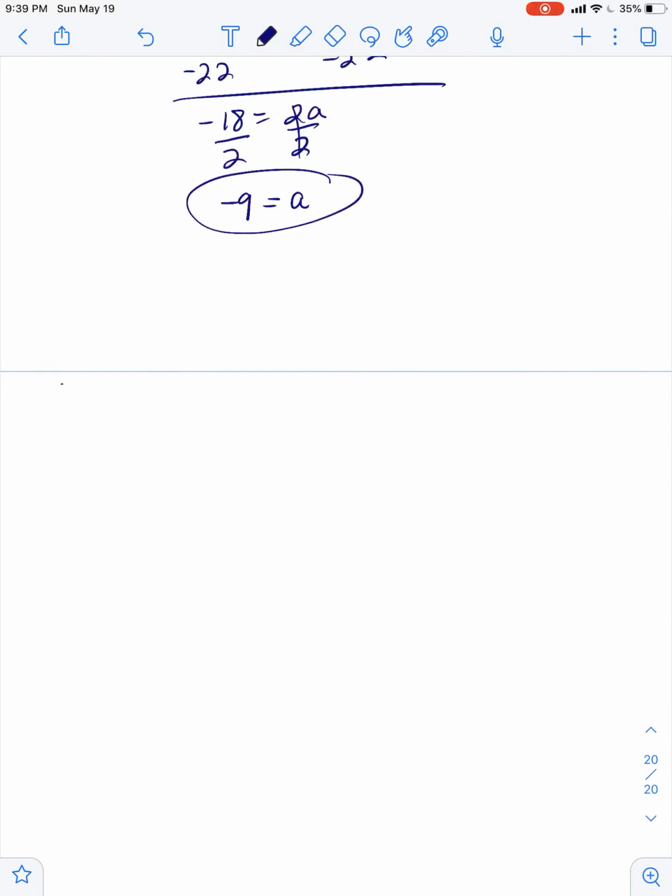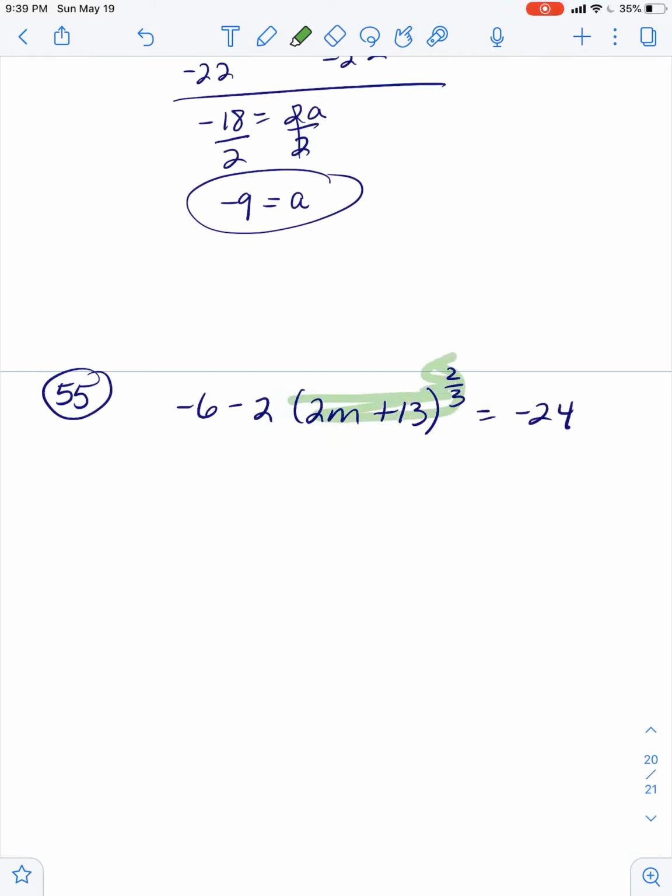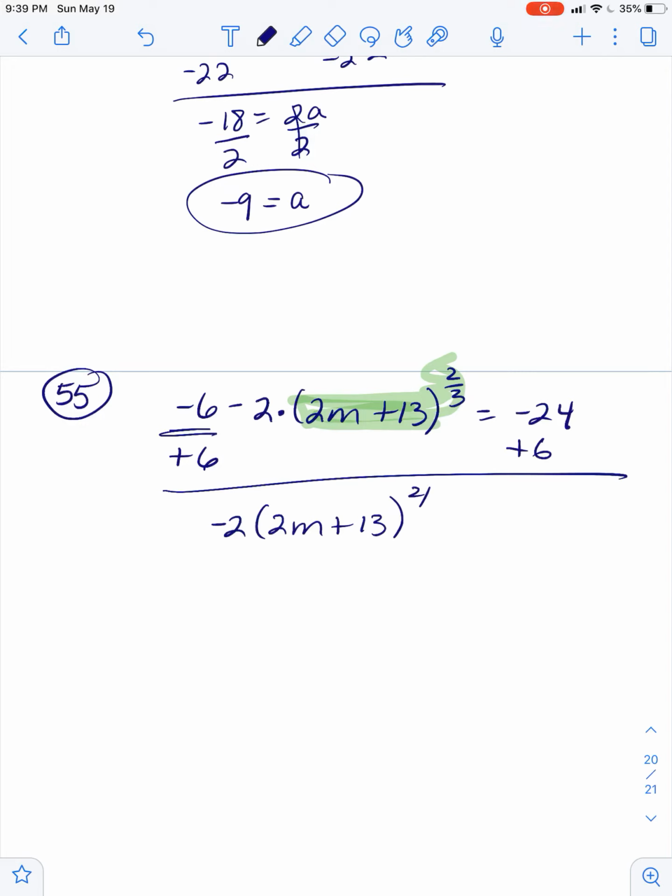Okay, 55 would be the next one that would be very similar to this one. Okay, and again, if you recognize that this is the square root piece of it, that's my function I'm looking at. And also that this is a multiplication between these two. So we're going to take care of the add and subtract first, -18, and then get rid of the -2 because that's multiplied.